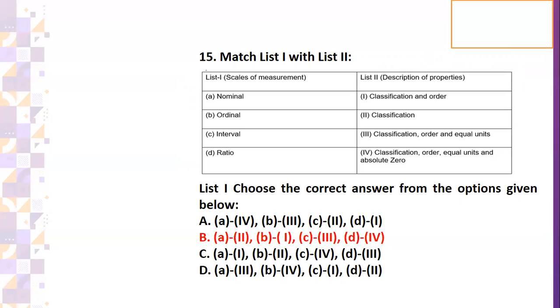So yes, the right answer is option number 2. Nominal scale, just classification. Ordinal scale, classification as well as order, the ranking. Interval scale, classification, order as well as equal units. And ratio consists of the value of absolute zero. Very easy question. Definitely those who have not attended my session will have a problem. Those who have done scales of measurement with me should definitely secure 2 marks in this question, because it's very, very easy.